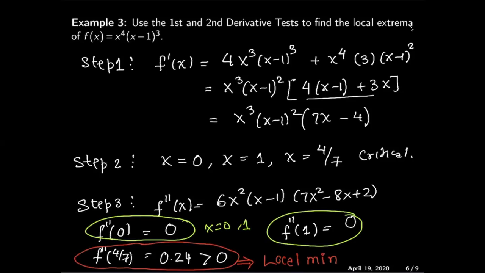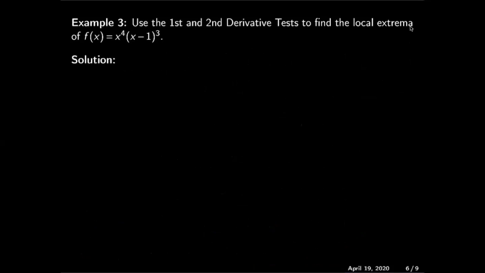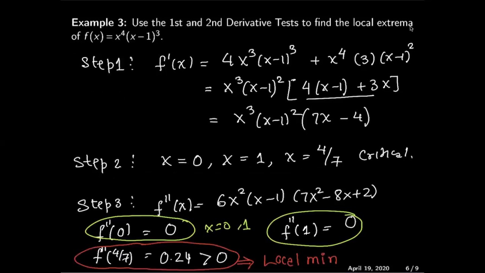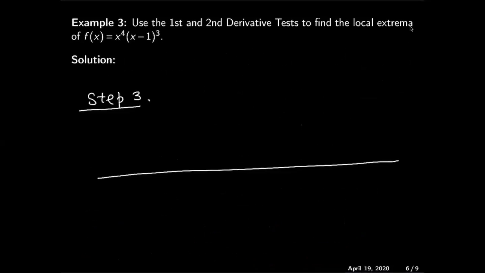So we have to use the first order derivative test. So we will repeat this step number 3 here, because no conclusion was drawn by the second derivative test for x equal to 0 and x equal to 1. So what we will do is the line test: 0, 1, and then you have here 4 over 7.